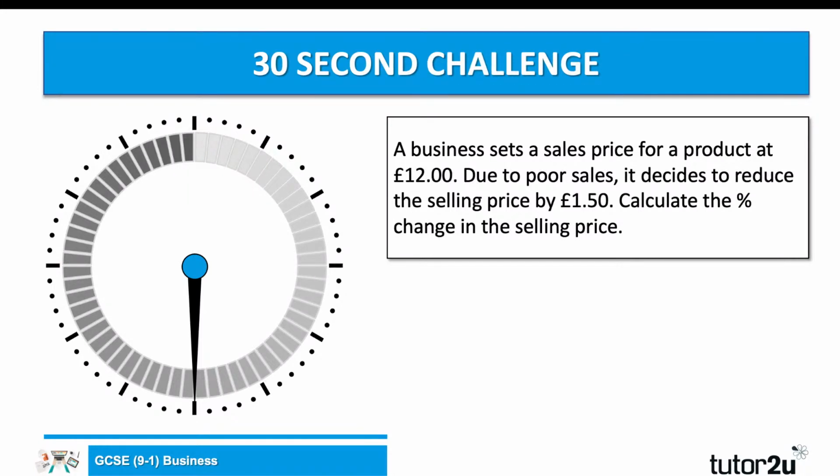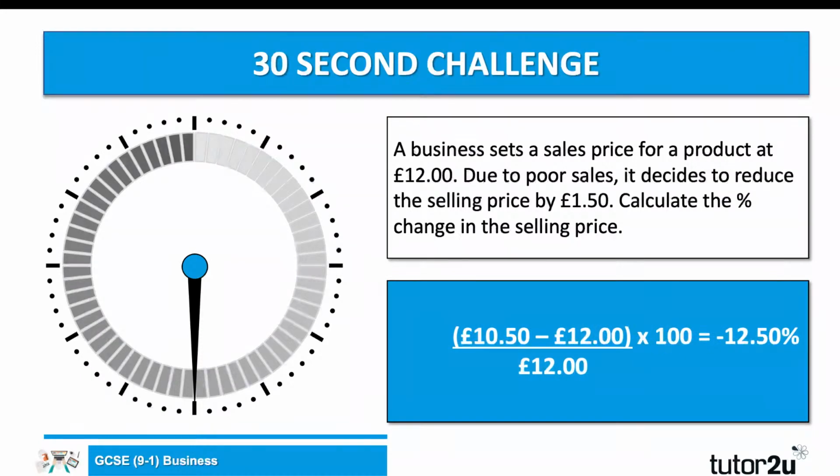Good, well done. Lots of answers coming in, and 12.5% seems to be the most common of those answers. Great to see some of you are being very specific, and you are saying it's a decrease, 12.5% decrease in the selling price. One or two also picking up on the fact that this is a numerical question, it's a calculation, and therefore you're needing to use your numerical skills, some maths.